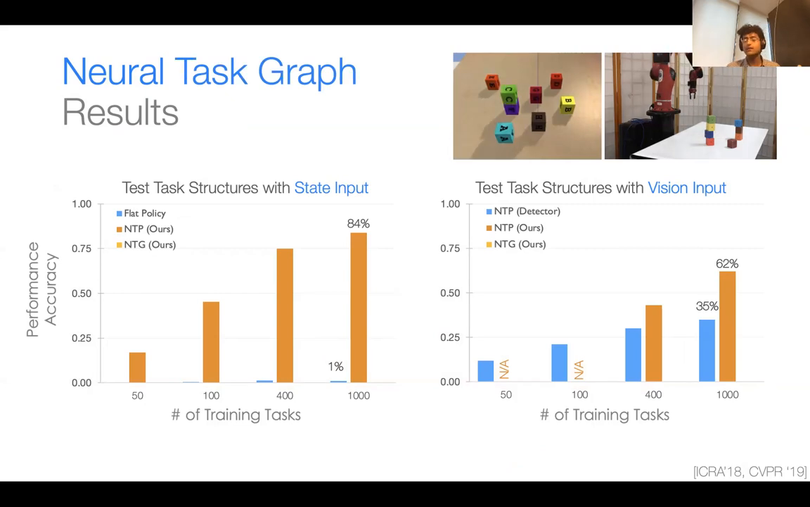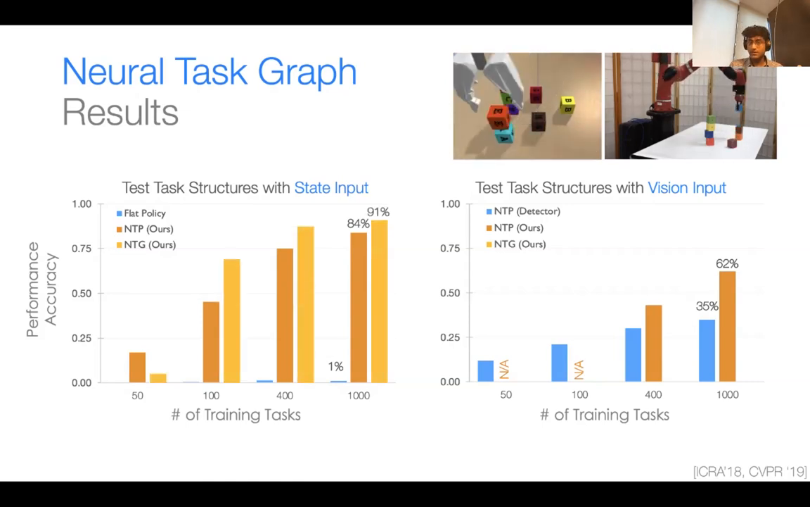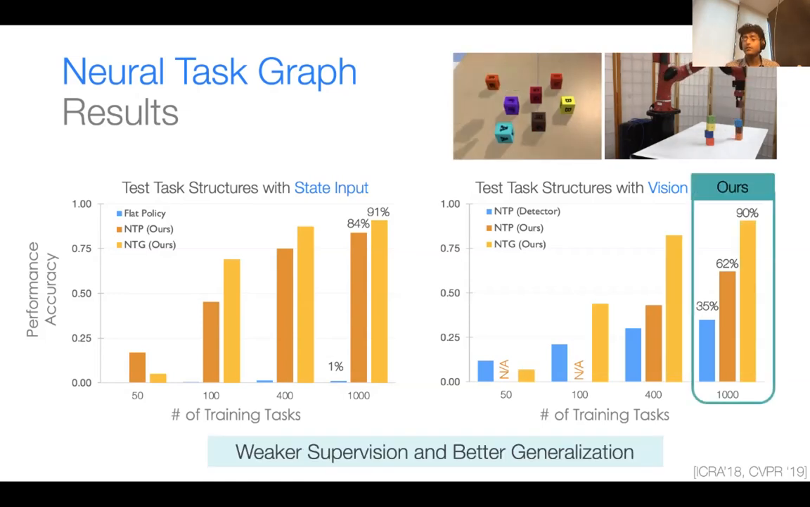So going back to the same task of block stacking, if you remember, these are results from neural task programming, where with full state information, the neural task programming was achieving 84% of success, and with visual input, we were achieving 62% of success. Now, interestingly, we see that neural task graphs narrowly beats the performance with full information, but even more so, with end-to-end visual input, we can actually get a substantial performance boost. So really the takeaway here is that with weaker supervision, without having the hierarchical program trace, we can get better generalization with visual input following videos as instructions.